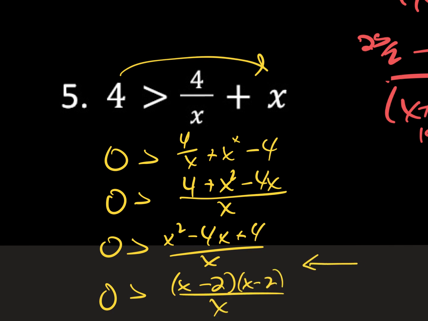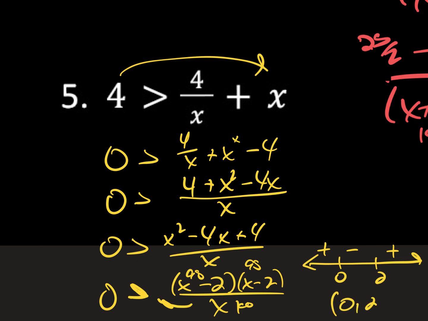So on my sign graph, I'm going to have a 0 and a 2. If I plug in 100 everywhere, that'd be 98 and 98, which is positive. That'd be 100. Everything's positive, so it'd be plus, minus, plus. Now that I've written this over here, it says this is less than 0, so I'm looking for the minuses, and the minus is between 0 and 2. And that's all you got to do in that one.